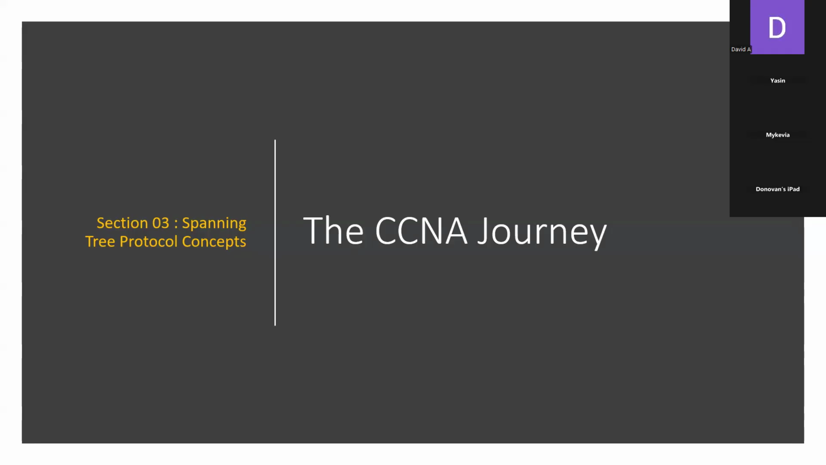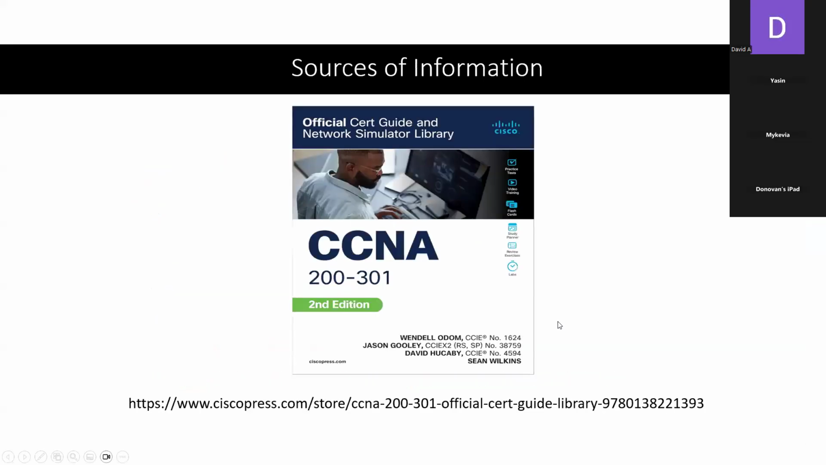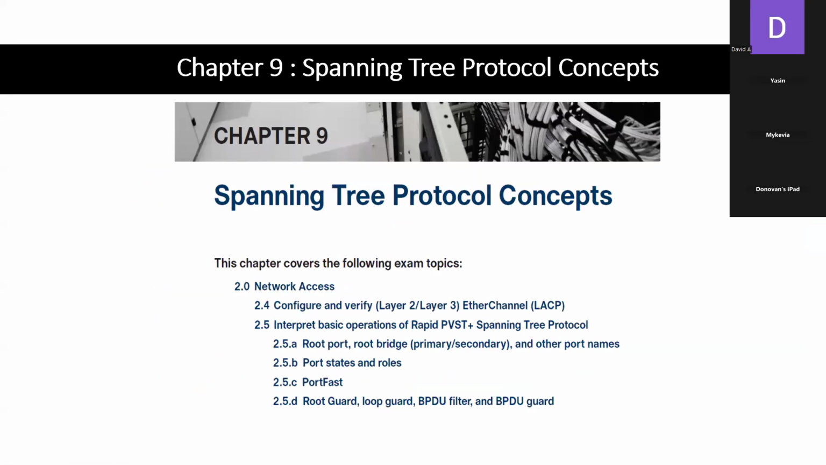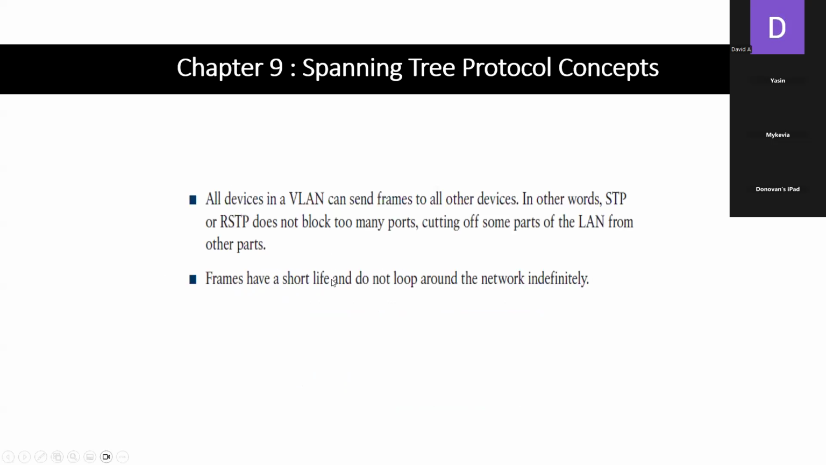So we're gonna go ahead and jump back into our CCNA journey. We are still in section 3, which is implementing VLANs and STP, right? We have now moved on from chapter 8 to chapter 9, titled Spanning Tree Protocol Concepts. Okay. All right.